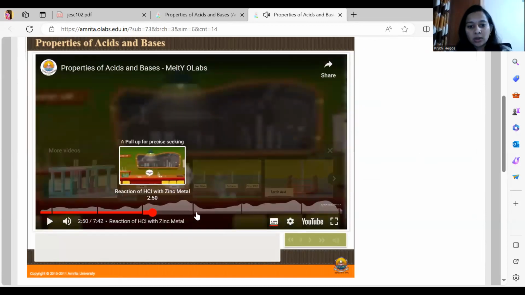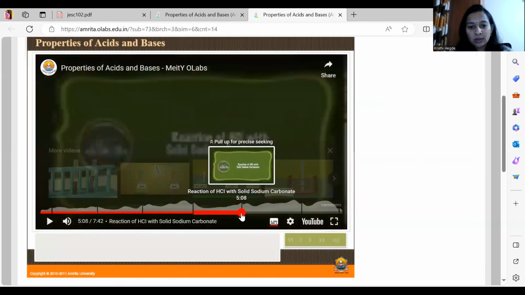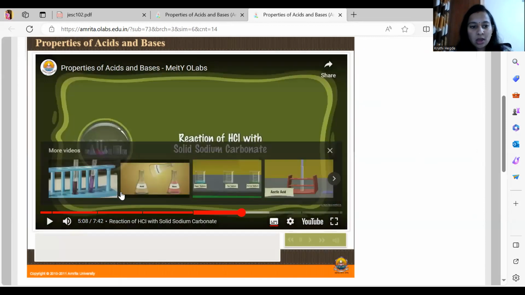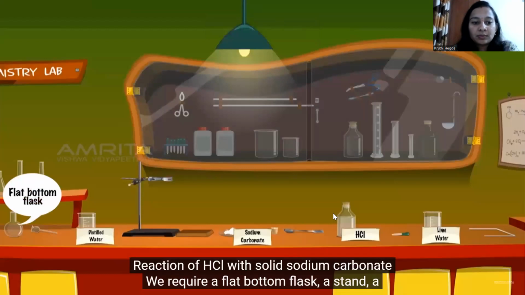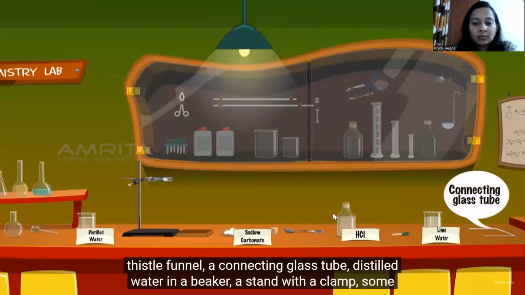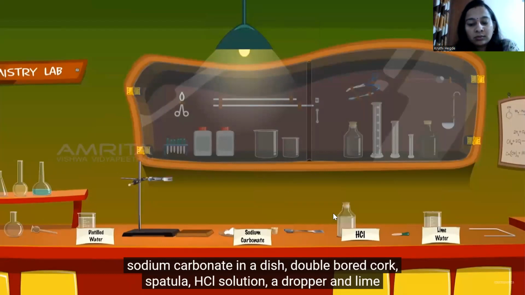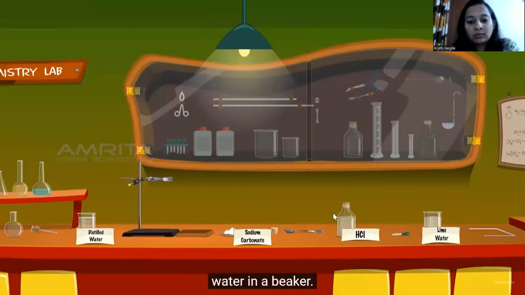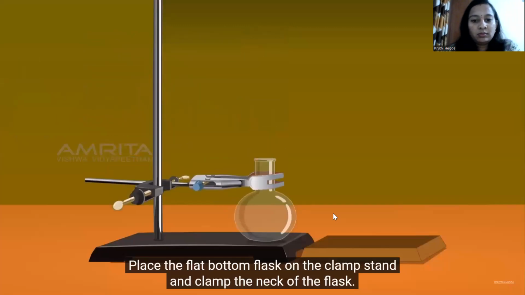So let us go for the reaction of HCl with sodium carbonate. Reaction of HCl with solid sodium carbonate. We require a flat bottom flask, a thistle funnel, a connecting glass tube, distilled water in a beaker, a stand with a clamp, some sodium carbonate in a dish, a double-bored cork, spatula, HCl solution, a dropper, and lime water in a beaker. Place the flat bottom flask on the clamp stand and clamp the neck of the flask.